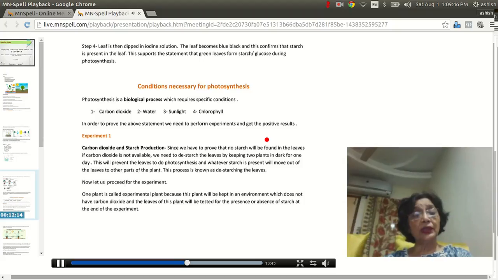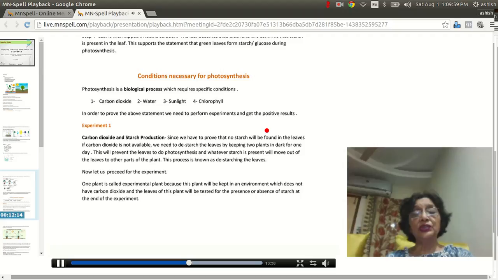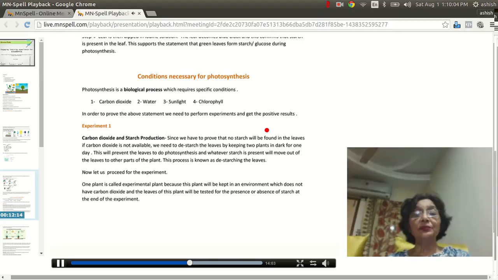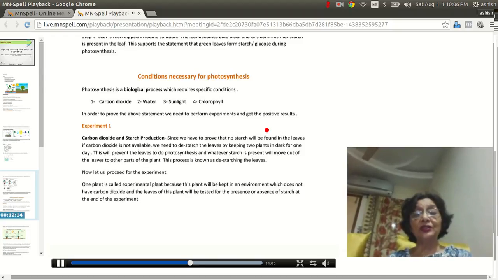Third is sunlight. Again, I have repeatedly said, without energy, a reaction is not going to take place. So sunlight is giving the energy for the reactions. Then the fourth condition is chlorophyll. Chlorophyll is like a kitchen. Food is being made, no? So a kitchen is required, utensils are required. It is the chlorophyll which is acting like a kitchen, where carbon dioxide and water get mixed up, and the fuel is the sunlight, and the cooking process happens inside the chlorophyll, and the product is starch.